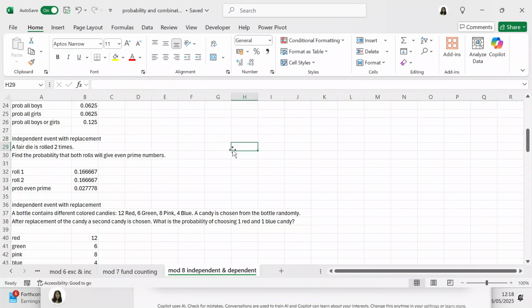So the next question we have is, a fair die is rolled 2 times. Find the probability that both rolls will give even prime numbers. Okay, so there's only one even prime number in a 6-sided die, and that's 2. So the probability of roll 1 being an even prime number is 1 divided by 6. The probability of the second roll being an even prime number is 1 divided by 6 as well. The probability of both being an even prime number is roll 1 times roll 2, which is 2.7778%.